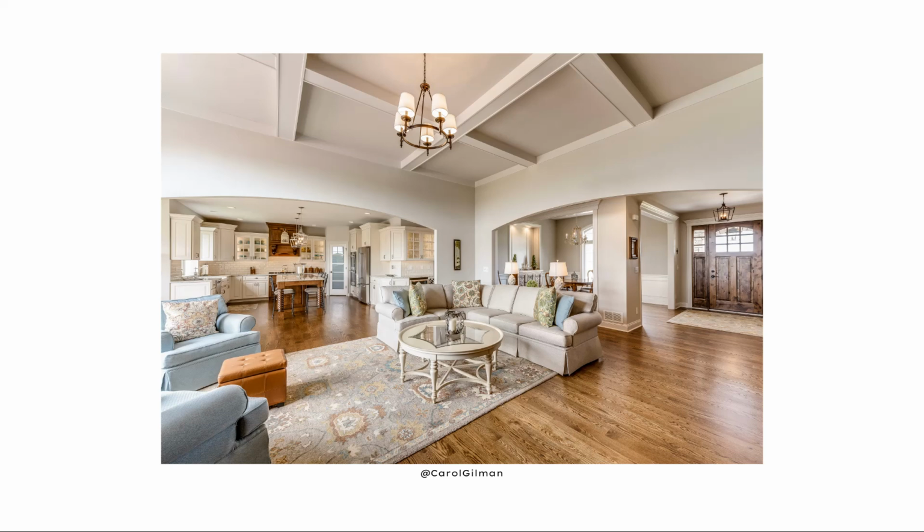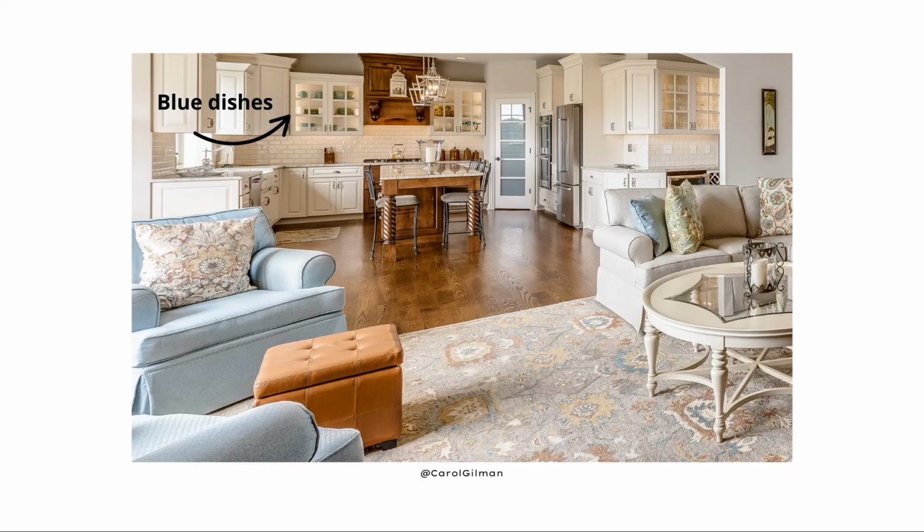And also they brought in some blue in some dishes in the cabinet way back in the kitchen, which is kind of difficult to see. Having some blue in the living room area and some blue in the kitchen cabinets with the dishes helps our eyes to connect everything so that we feel everything is related.